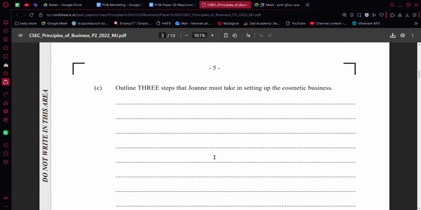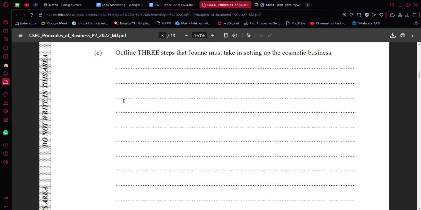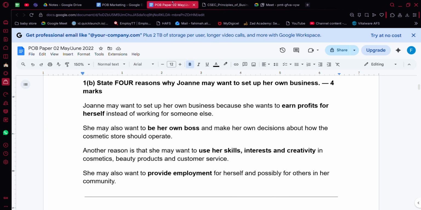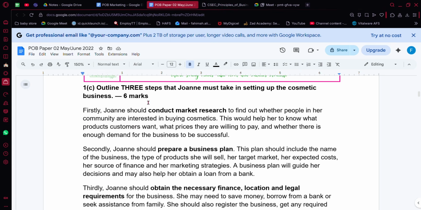Our next question is, outline 3 steps that Joanne must take in setting up the cosmetic business. 6 marks. Firstly, Joanne should conduct market research to find out whether people in her community are interested in buying cosmetics. This would help her to know what products customers want, what prices they are willing to pay, and whether there is enough demand for the business to be successful.